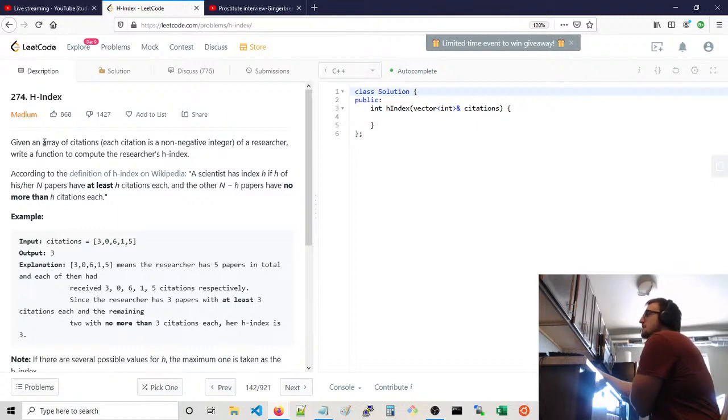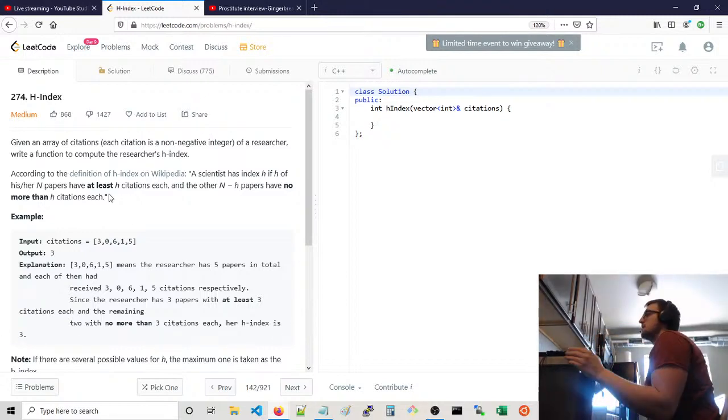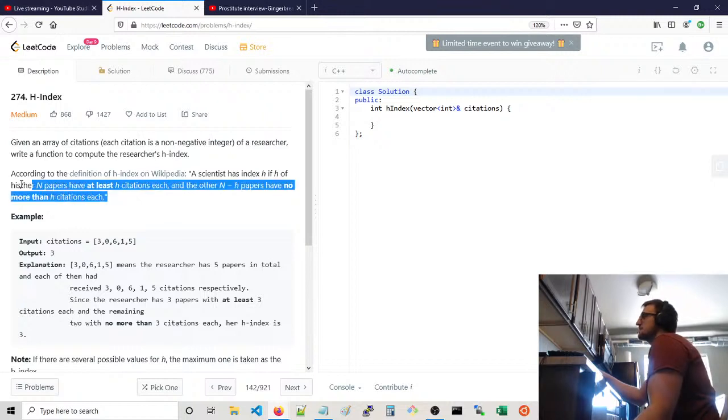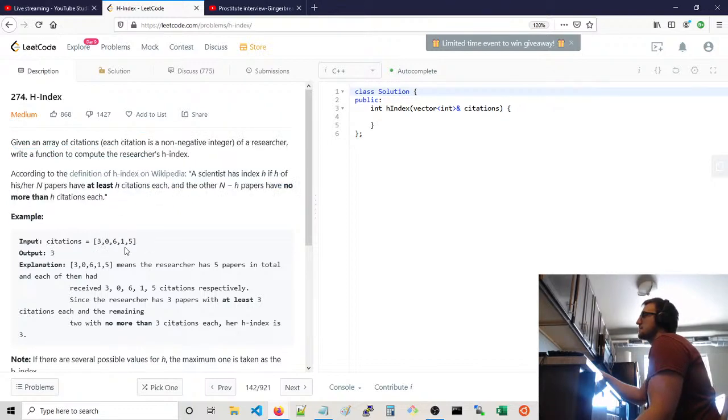Well, that's a lot of downvotes. Given an array of citations, each citation is a non-negative integer of a researcher. Write a function to compute the researcher's H-index. According to the definition of H-index on Wikipedia, a scientist has index H if H of his or her N papers have at least H citations each, and the other N minus H papers have no more than H citations each. That's the H-index.